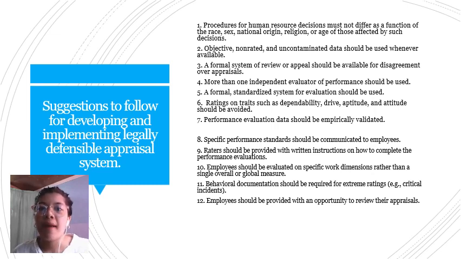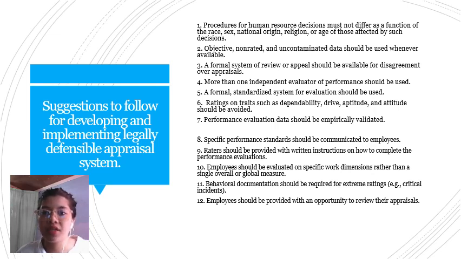Number four, more than one independent evaluator of performance should be used. And number five, a formal standardized system for evaluation should be used. Number six, ratings on traits such as dependability, drive, aptitude, and attitude should be avoided. Number seven, performance evaluation data should be empirically validated. Number eight, specific performance standards should be communicated to employees.